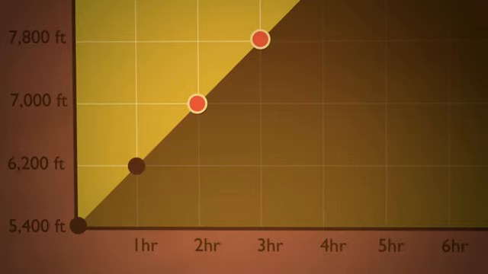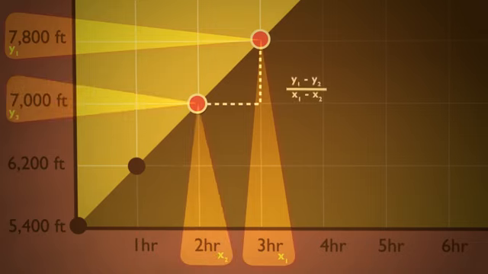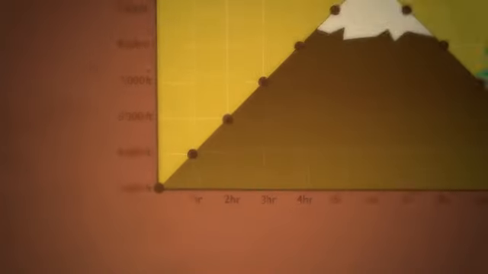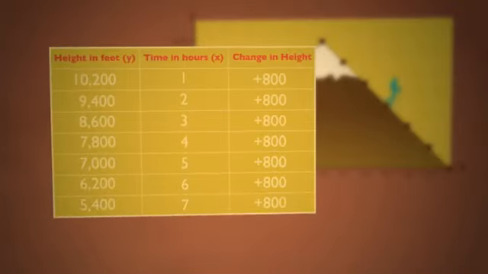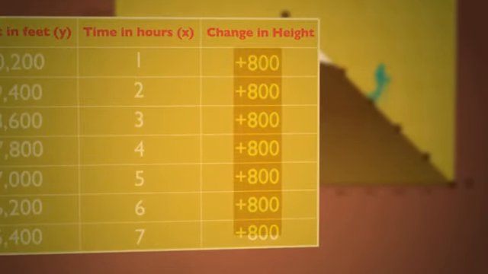Our example graph shows how fast the hiker moved up the mountain. By dividing the hiker's change in altitude by the change in time, we can see that the hiker is ascending the mountain at a rate of 800 feet per 1 hour. Linear growth is based on repeated addition. In this example, 800 feet are added every hour. In other words, the rate of change is constant.